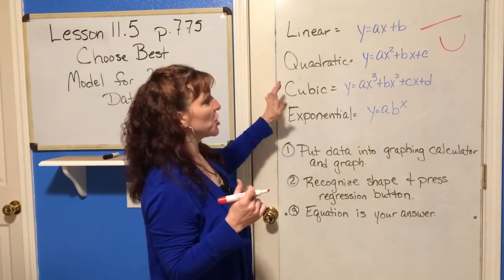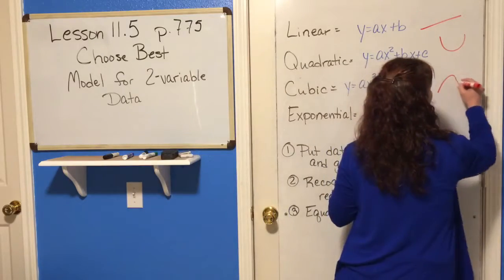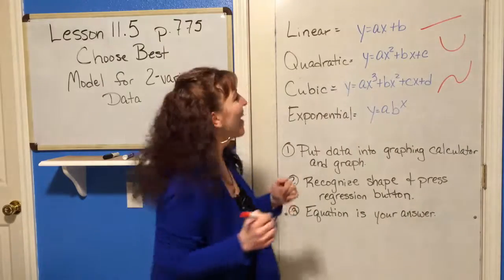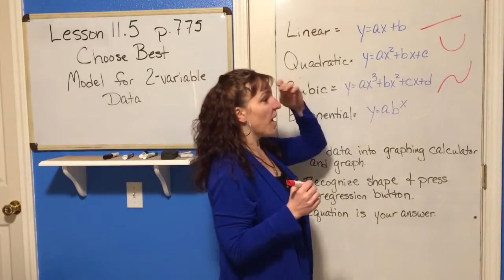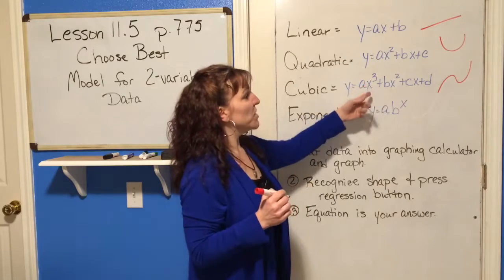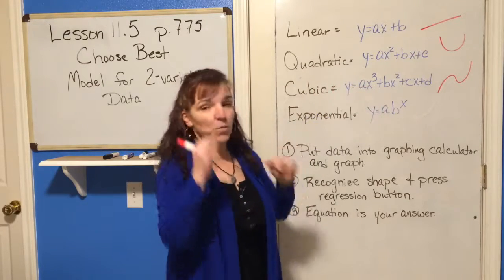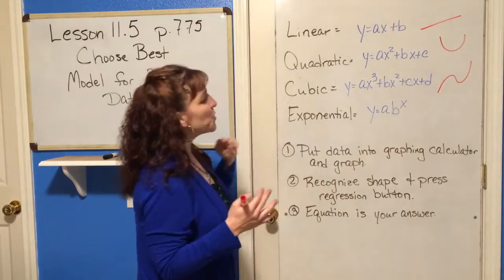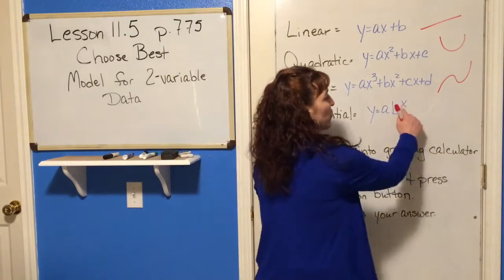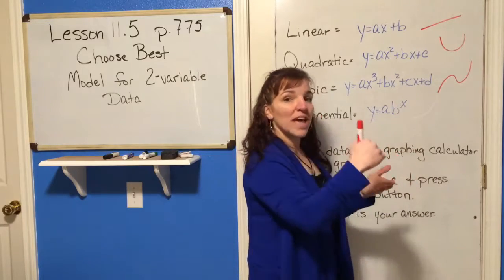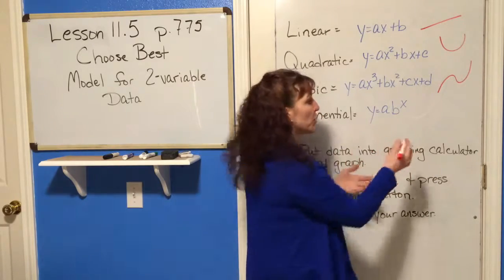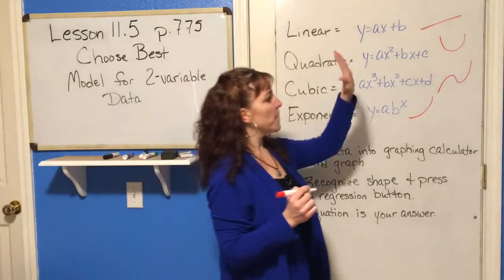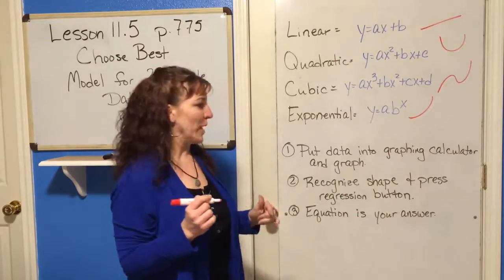A cubic function is going to look something like this. It's going to go down and then up. Wow, I like it when they're pretty. Pretty cool. If you have a cubed variable in your equation, then you're going to end up with a cubic shape on your graph. And the exponential shape, if you remember, if you've got x as an exponent, then the larger that exponent gets, the larger your number gets very, very quickly. So you're going to end up with a function that goes up very quickly.